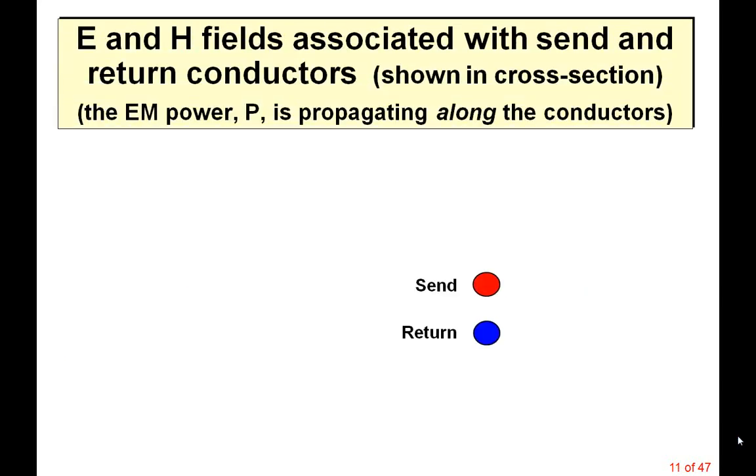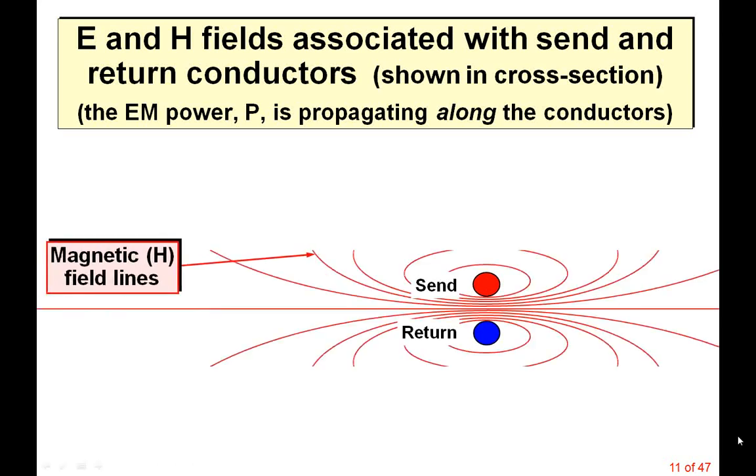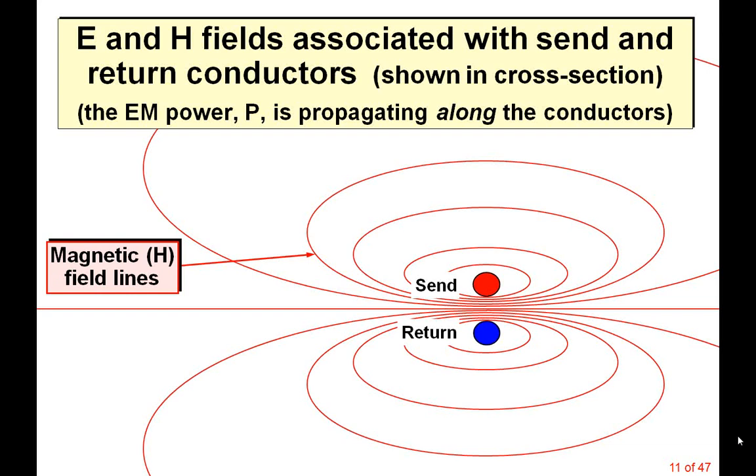Now, what I'm drawing here is send and return conductors in cross-section. The red one is the send one, the return one is the blue one. And if you look at the magnetic field lines, they're usually drawn like that. Now, the energy is propagating perpendicular to the screen along the wires. The magnetic field lines are usually drawn that way.